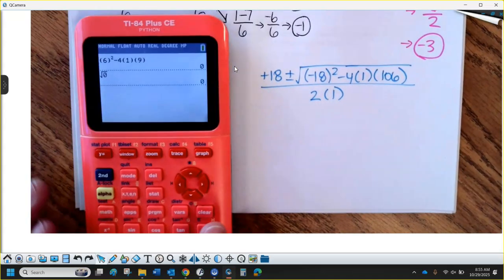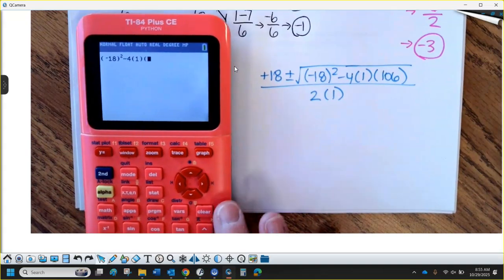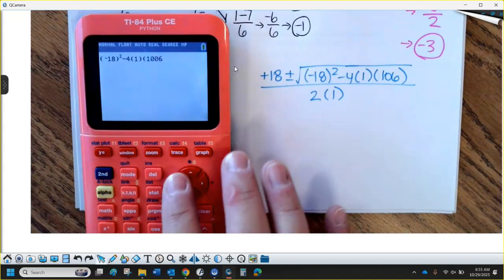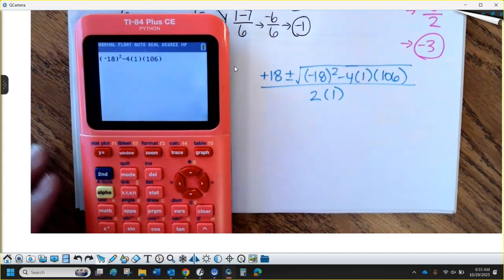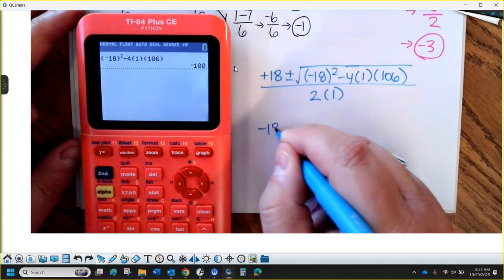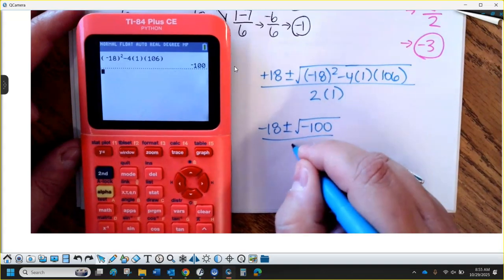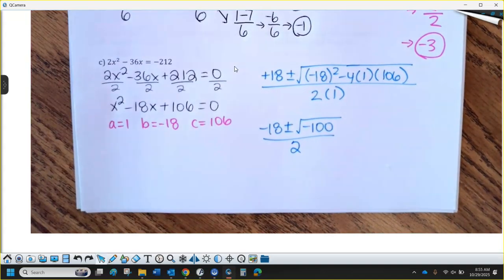Okay, totally up to you, but I like to simplify just a little step at a time. I'm not typing the square root, I'm just typing what I wrote under the square root into my calculator. Whoa, and I got negative 100 when I did that. 2 times 1 is just 2 on the bottom.